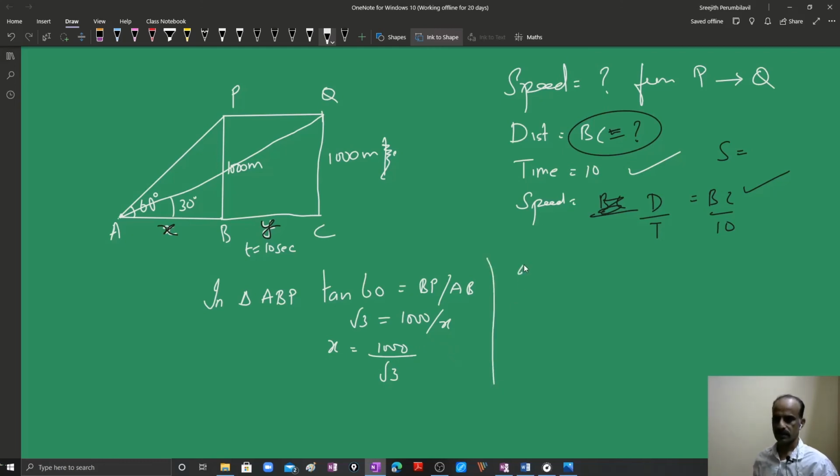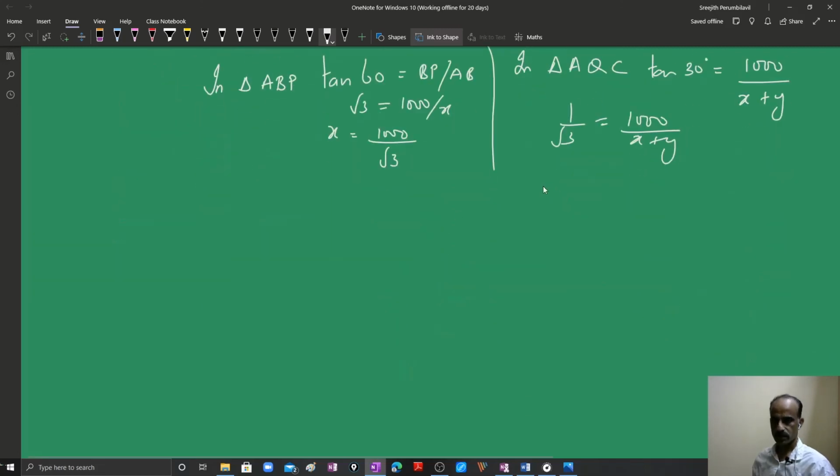Next, in triangle AQC, tan of 30 degrees is equal to 1000 meters by X plus Y, that is opposite side by adjacent side. 1 by root 3 is equal to 1000 divided by X plus Y. We have to find Y. So X plus Y is equal to 1000 root 3, or Y is equal to 1000 root 3 minus X.